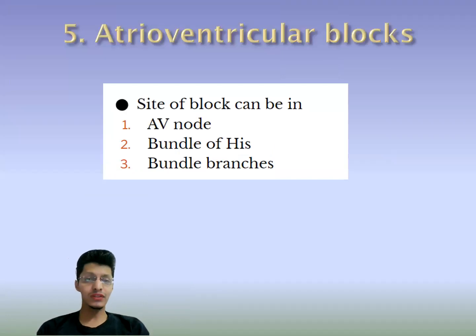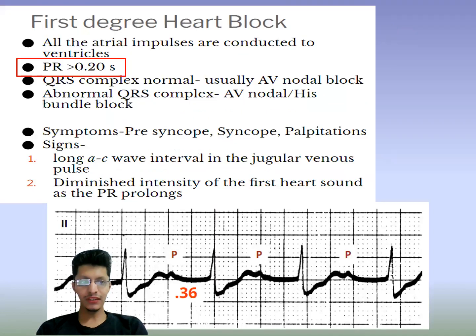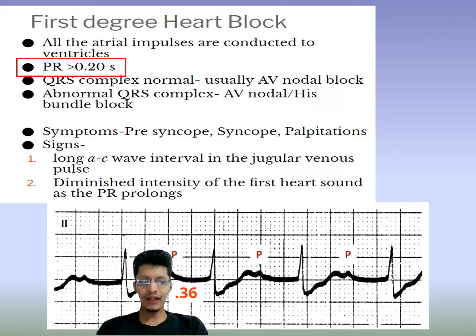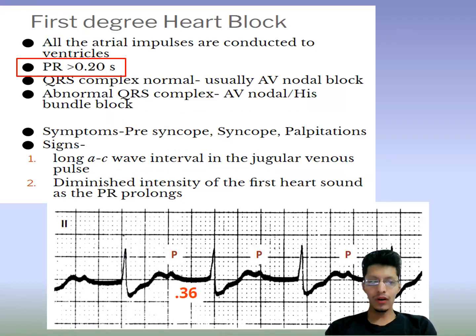Now, see, AV blocks, the most common site of block is the AV node, bundle of His, or bundle branch blocks. Now, the first degree heart block, such will be the picture that all the P waves will be followed by QRS complexes, and your PR interval will be more than 0.20 seconds. But all the P waves will be followed by the QRS. On examination, what you will find, there will be long A waves on the JVP, and because of the prolonged PR interval, you will have a muffled or a soft S1.